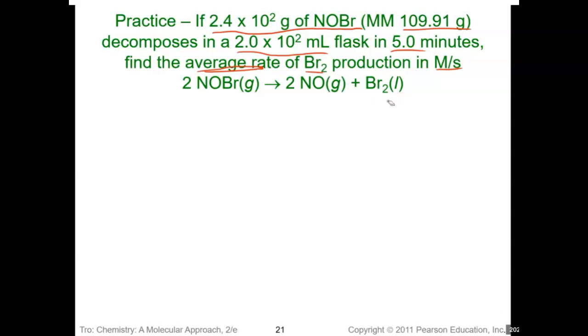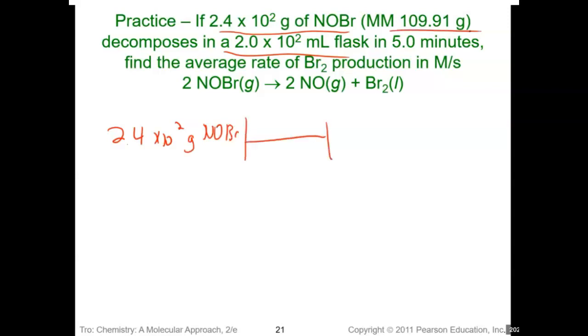So the first thing that we need to know is that average rate has to do with concentrations. Well, we don't have a concentration, so we need to make a concentration. Well, we have grams and milliliters, so we can get a concentration there, right? So 2.4 times 10 to the 2 grams of NOBr, molar mass given, 109.91 grams in 1 mole NOBr. That gives us our moles.